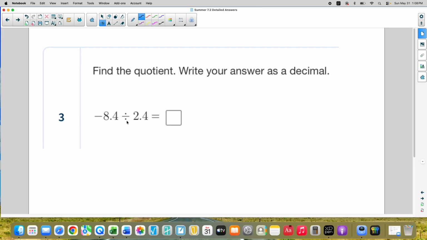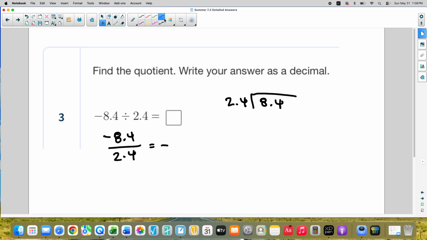Find the quotient. Quotient means division. This is the denominator. This is negative 8.4 over 2.4 is really what's happening here. So my denominator into my numerator. I don't care about the sign. The sign, this is my direction. The direction is going to be negative, and negative divided by a positive is always going to equal a negative number. We want to write it as a decimal.